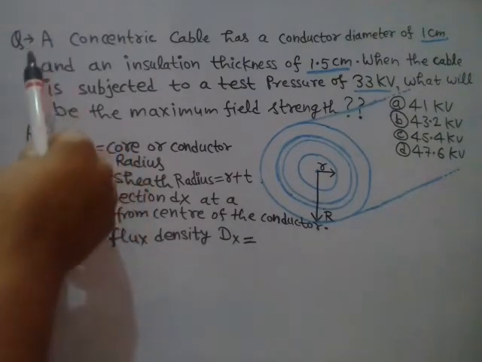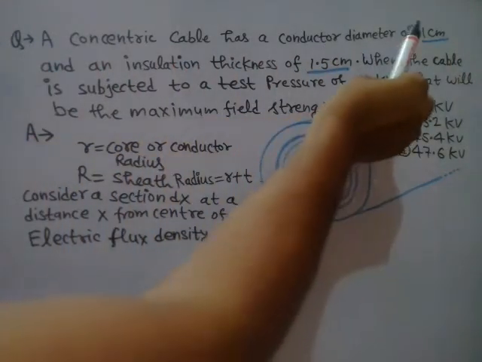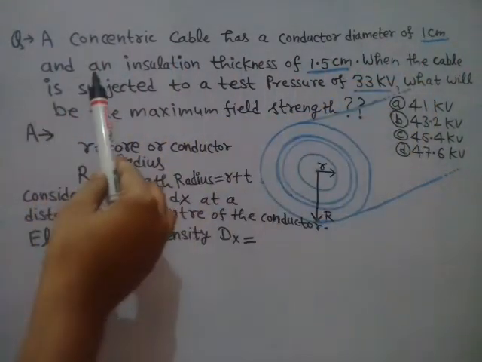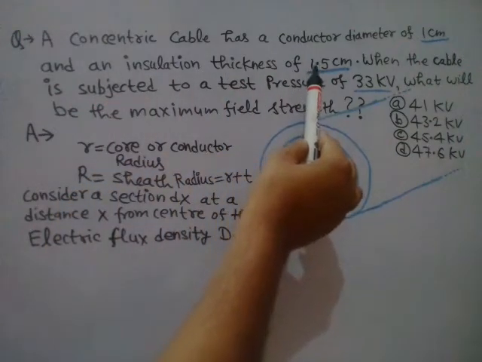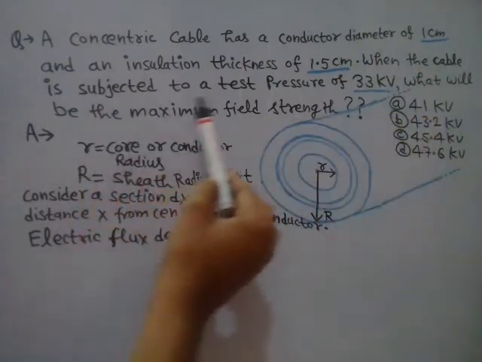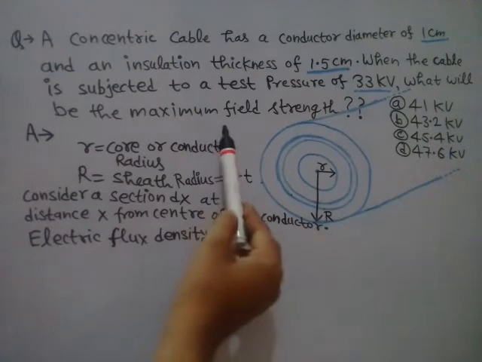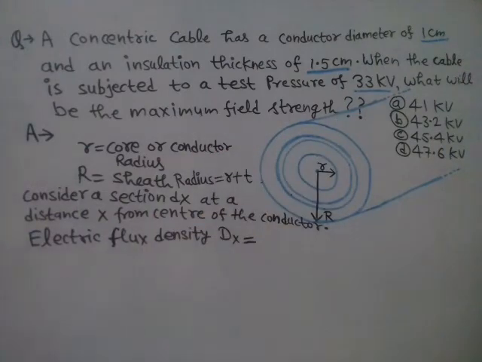I repeat, a concentric cable has a conductor diameter of 1 centimeter and an insulation thickness of 1.5 centimeter. When the cable is subjected to a test pressure of 33 kilovolts, what will be the maximum field strength? So let me first derive the expression for the maximum field strength.